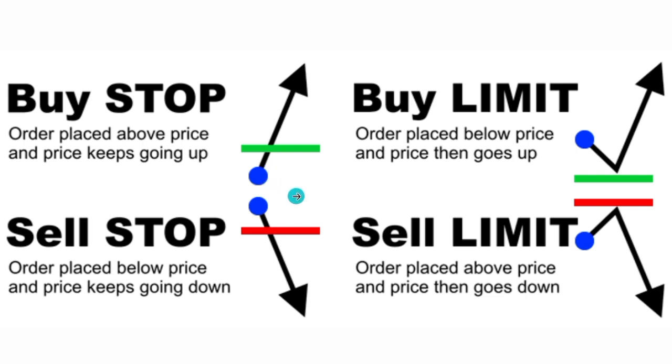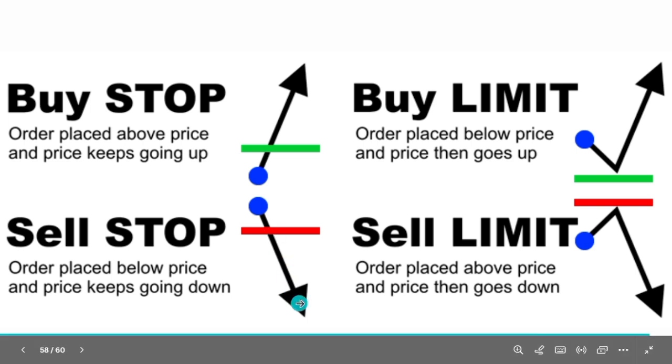And we have sell stop: order placed below price, and price keeps going down. So you feel price will keep going down if this area is broken, so you put your sell stop here, and the price gets to this place, your order is filled and continues to cascade down.